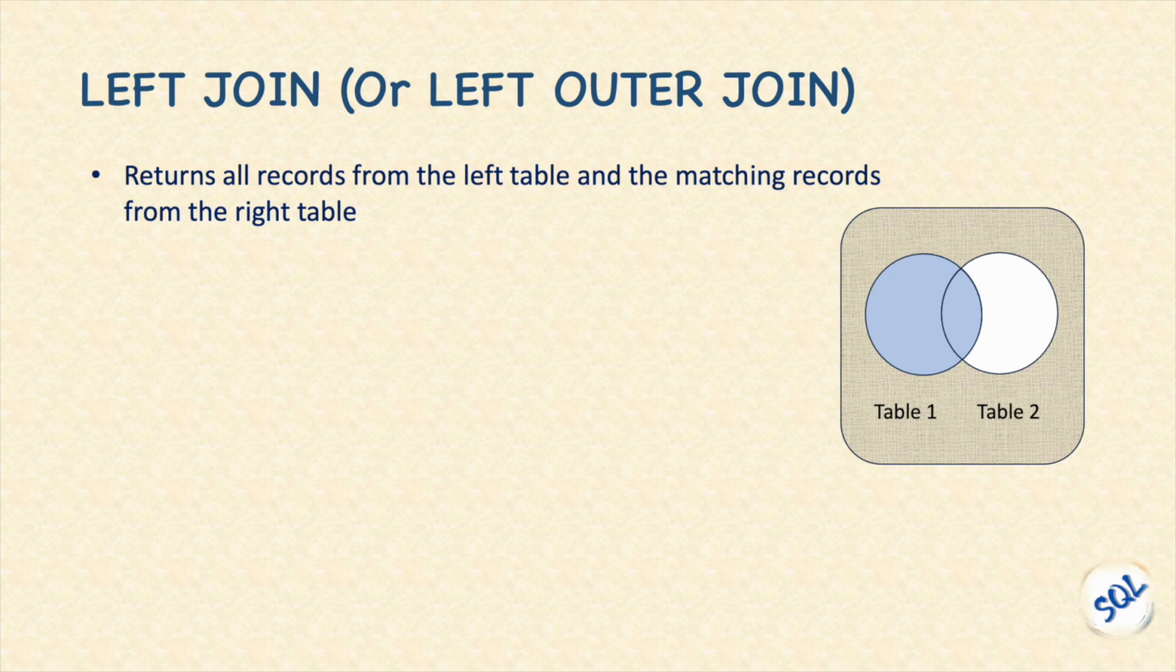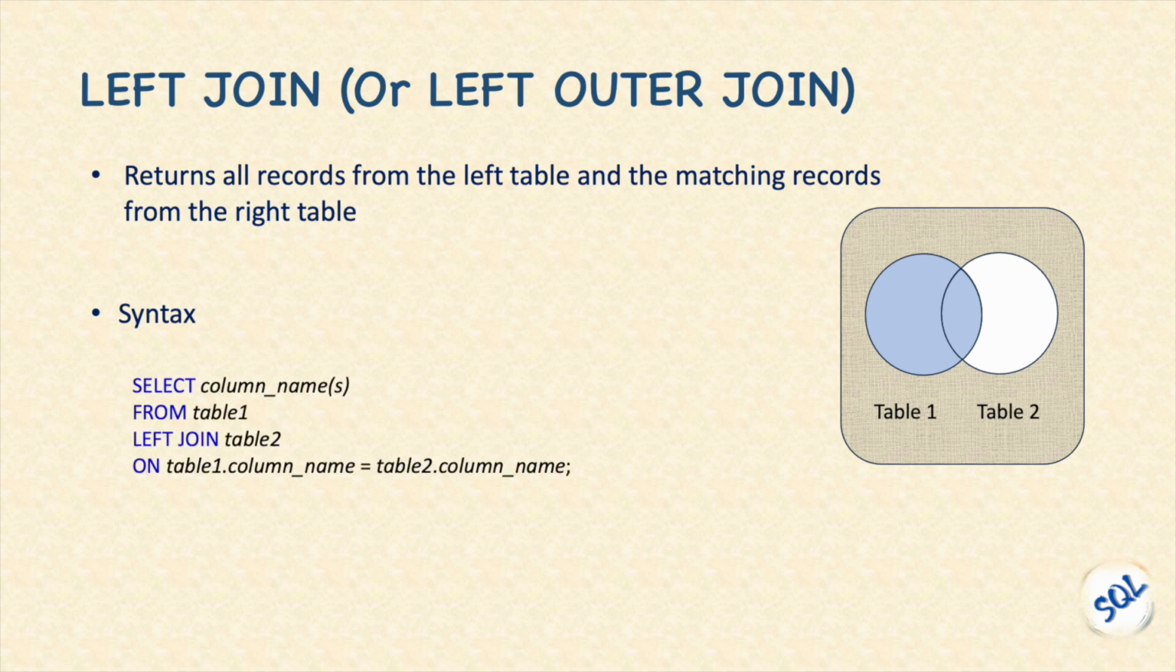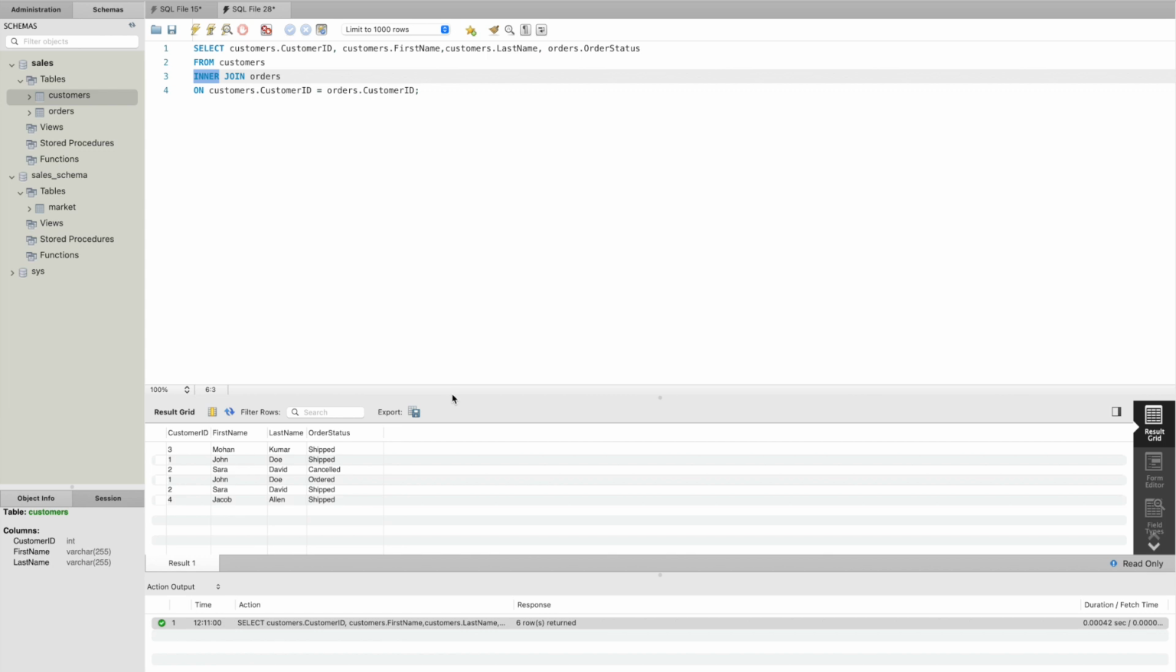Here, all the records in table 1 are highlighted with blue and the matching records in table 2 are also highlighted with blue. This is going to be the result of our left join query. The syntax for left join is similar to the syntax of inner join, but it uses the keyword left join instead of inner join. You may either use the keyword left join or left outer join. This is our previous query.